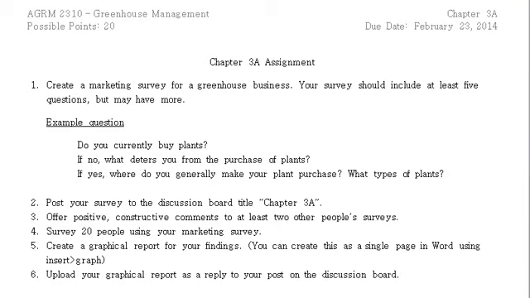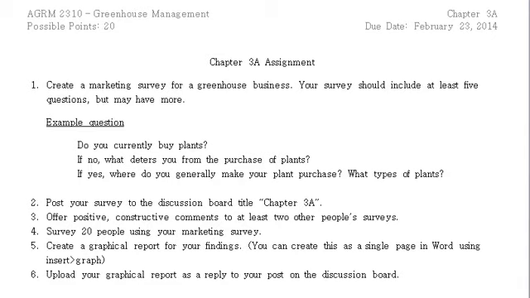That's just one example. Then you want to take your 5 questions and survey 20 people using the survey that you developed. These 20 people can be anyone that you think would be potential customers. In the past, students have used other people in their classes and just asked those people, but you need to identify 20 people and ask them those questions for your marketing survey.